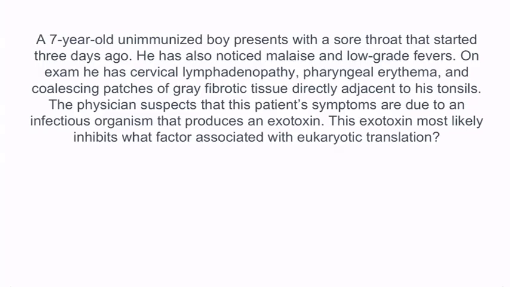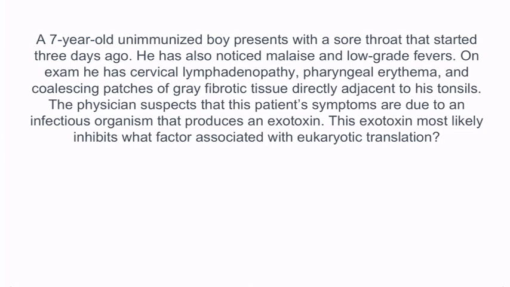A 7-year-old unimmunized boy presents with a sore throat that started 3 days ago. He has also noticed malaise and low-grade fevers. On exam, he has cervical lymphadenopathy, pharyngeal erythema, and coalescing patches of gray fibrotic tissue directly adjacent to his tonsils. The physician suspects that this patient's symptoms are due to an infectious organism that produces an exotoxin. This exotoxin most likely inhibits what factor associated with eukaryotic translation?